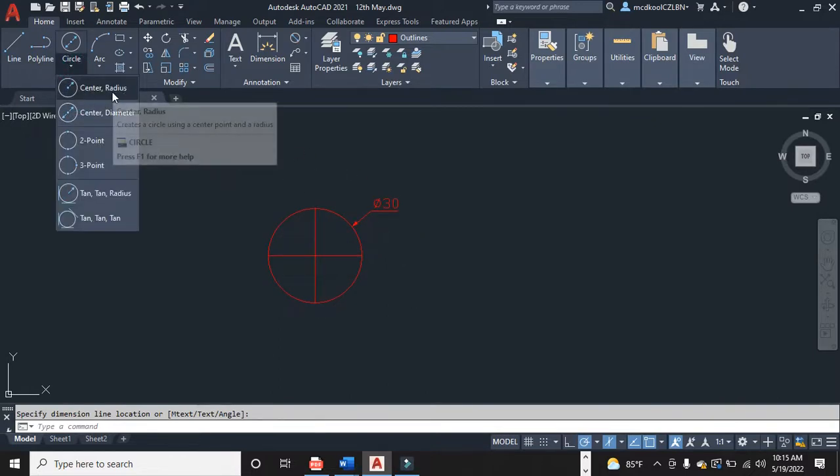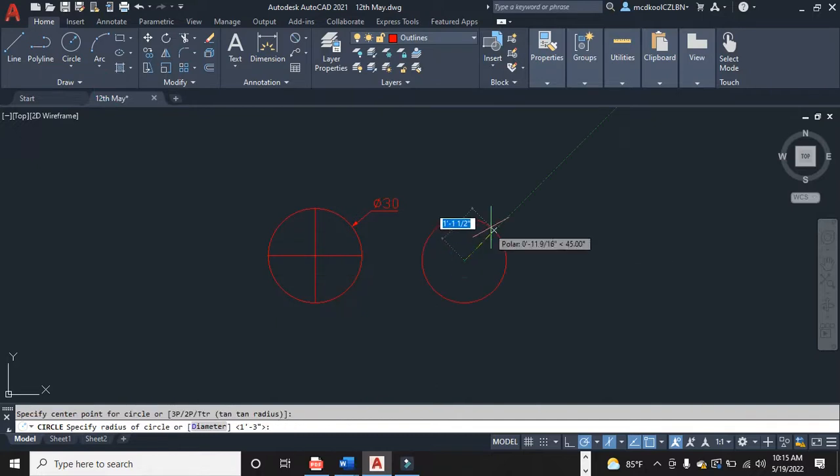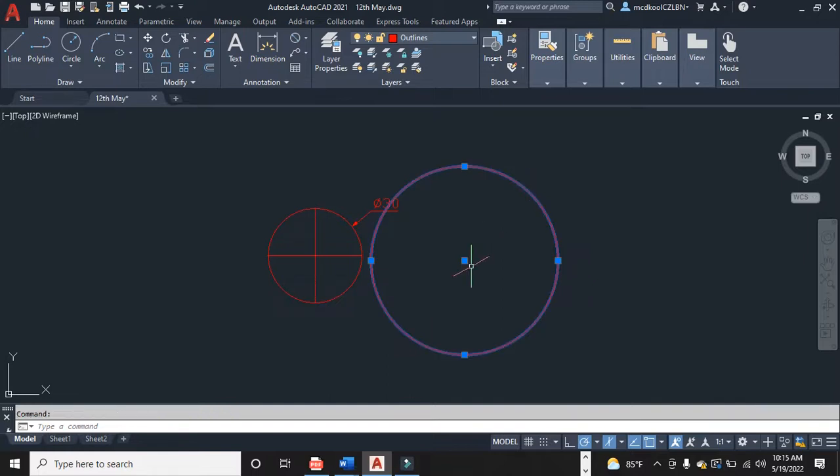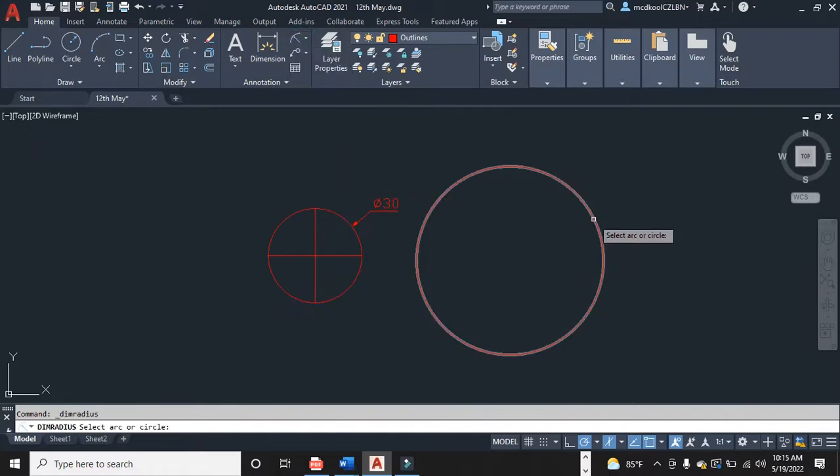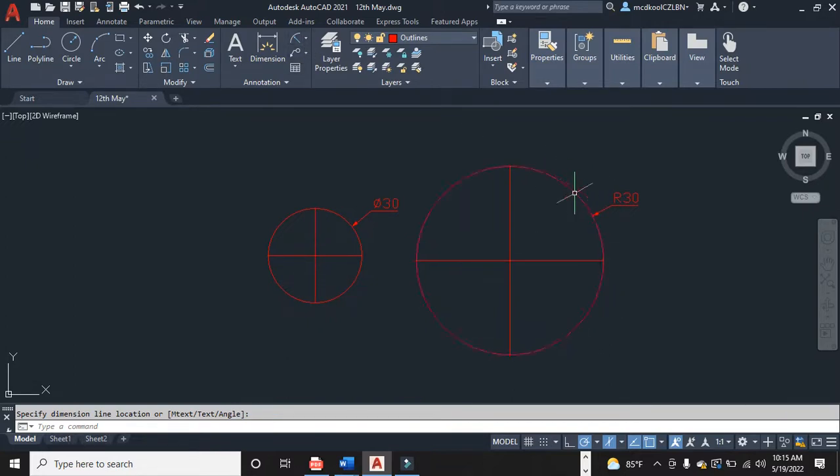I'm going to draw a circle now at radius 30. What's the difference? Radius is bigger. So let me check. Radius here. See, it has R30. Do you think I can dimension this circle though as a diameter? Let's check. So diameter. So what's the difference between diameter and radius? What do you think?